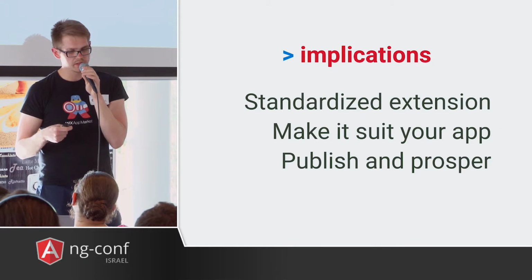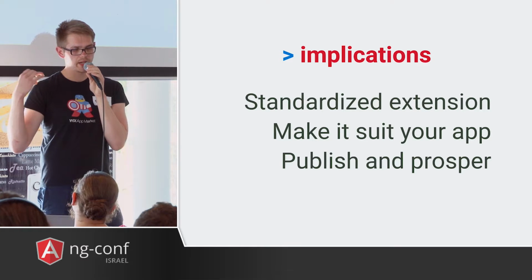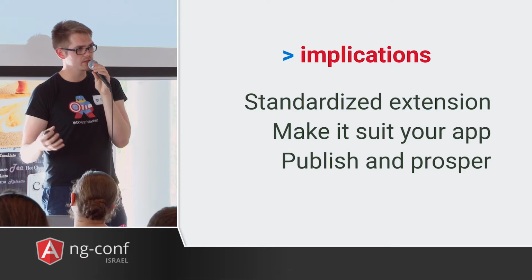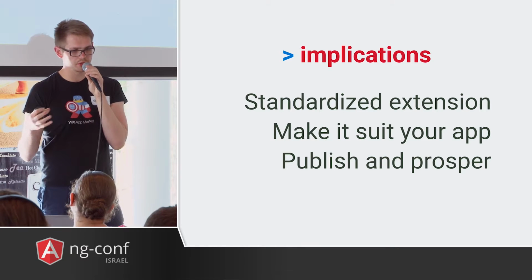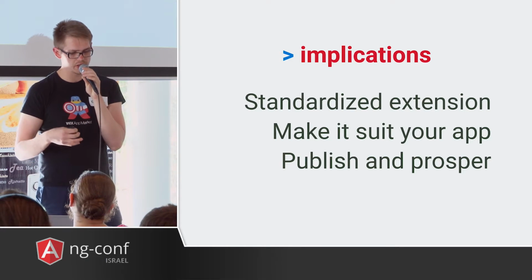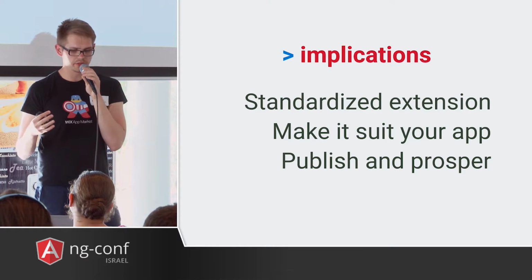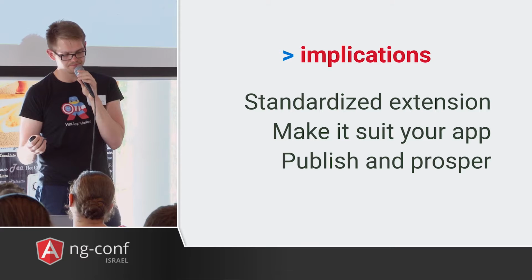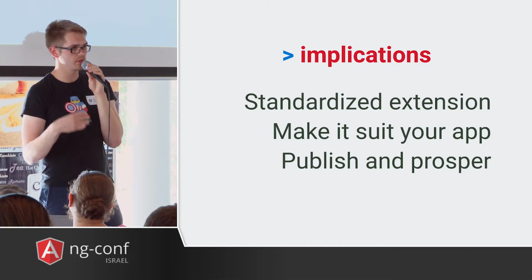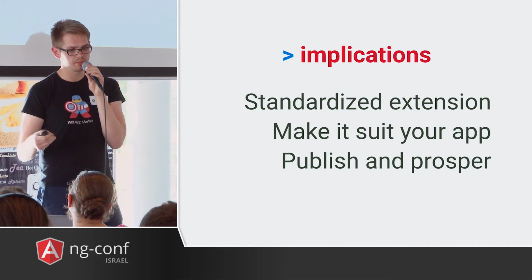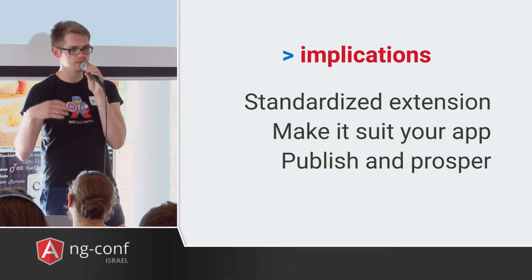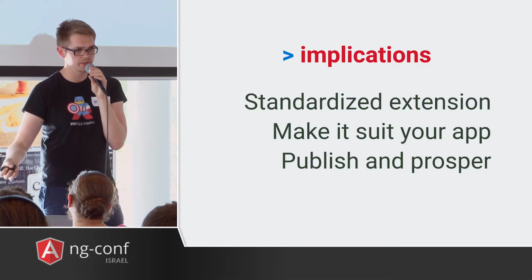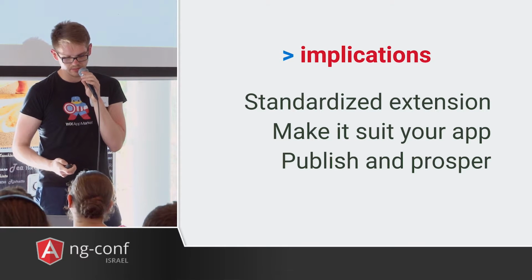The implications of this are that we have a standardized point of extension. We can make the pipeline be ours, be truly ours, make it suit our application. And another interesting part is that we can take and publish parts of our pipeline to other people. So you could imagine people giving you their own pipeline stuff that's really useful as a Bower component. And this is kind of nice.